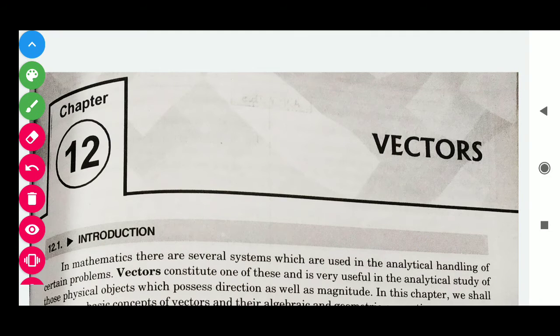Good morning, dear students. Let's start chapter vectors. This is very important and very interesting. So let's start with introduction.